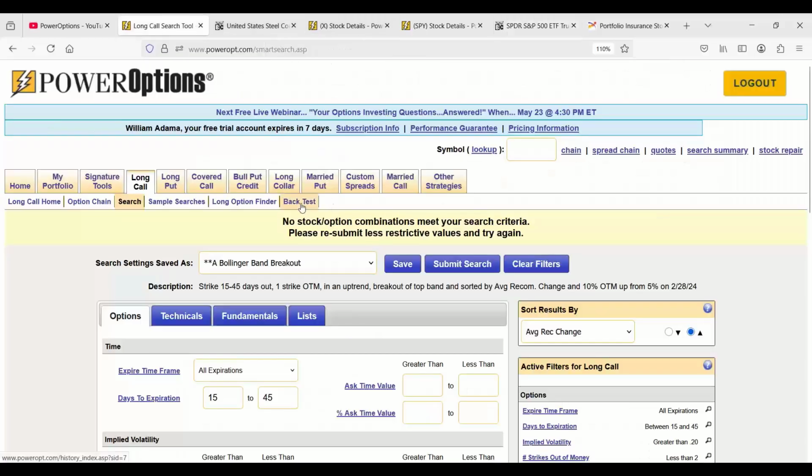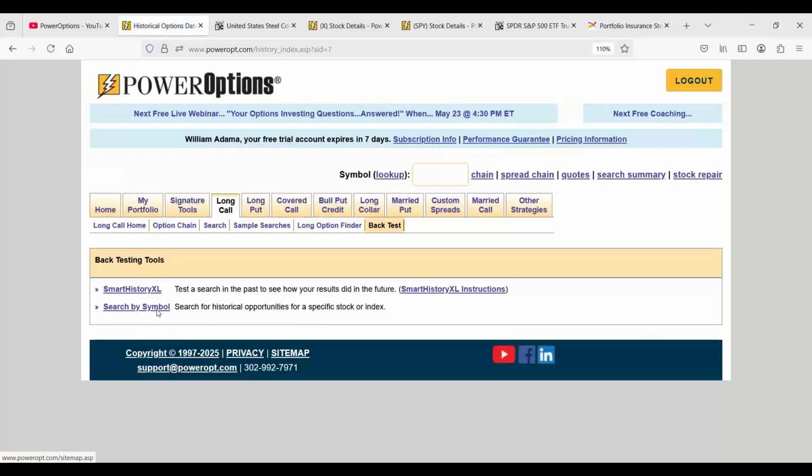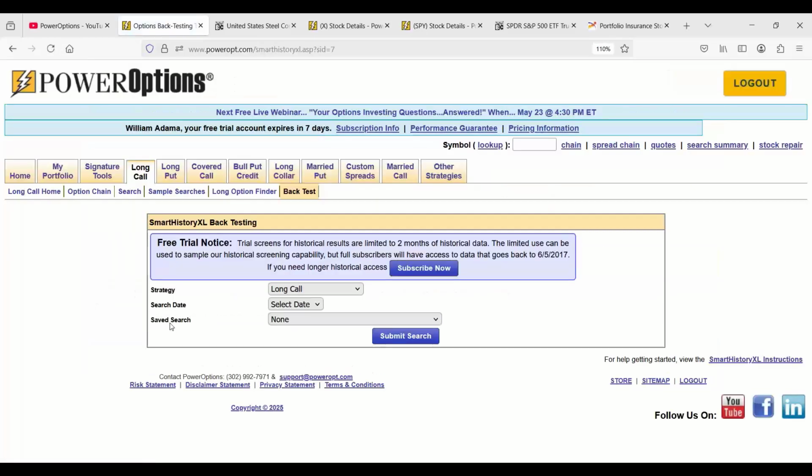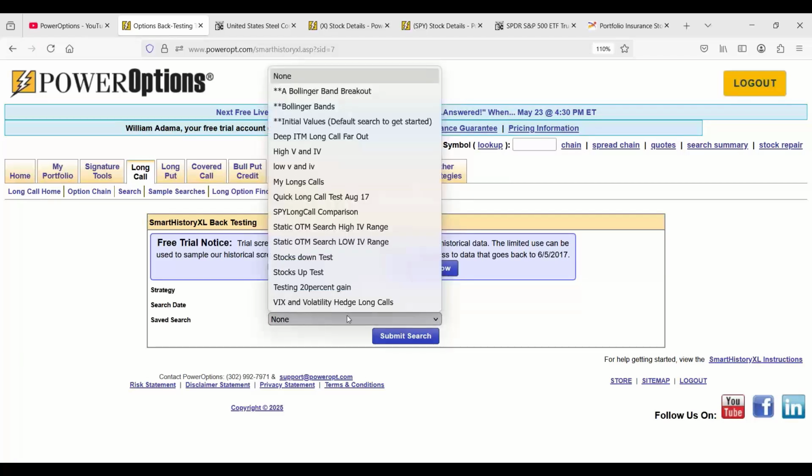What am I doing here? I'm going to go to Back Test, and I'm going to go to Smart History Excel. This is our back testing search. We're going to the long call strategy. Now, as a trial, you have 3 months access to the historical tools, so you can test them out to decide if you want to go to the historical level of subscription. I'm going to go to the 19th, the peak of SPY, and probably QQQ as well.